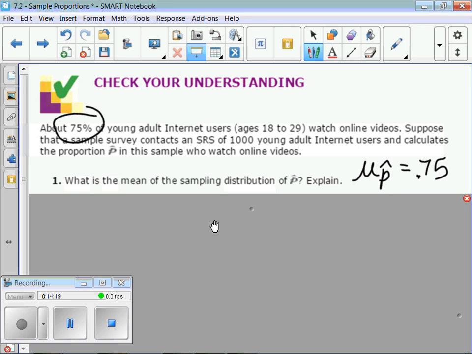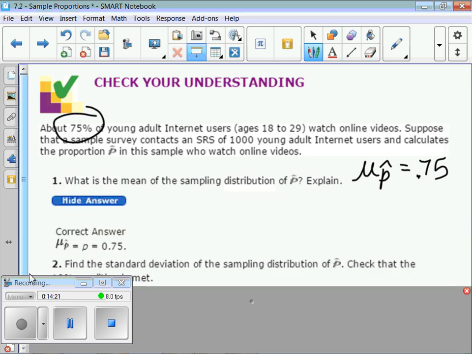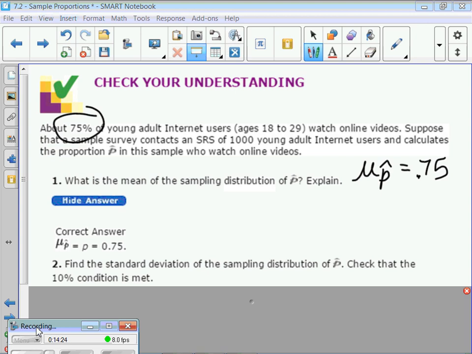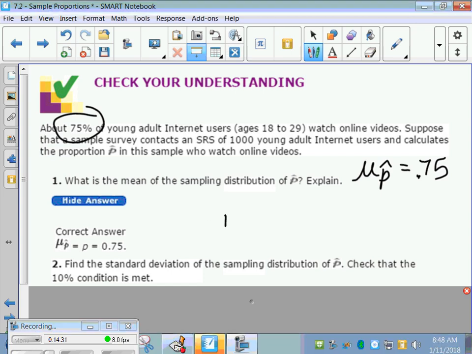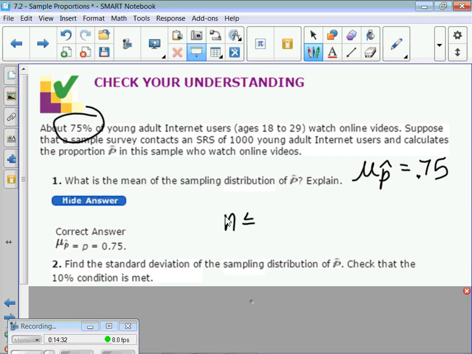All right? And now it says find the standard deviation of the sampling distribution p hat. Check the 10% condition. Anytime you do standard deviation, check the 10% condition pretty much. So first I'm going to check 10% condition. n is less than or equal to 1/10 of N. What's little n in this problem? We took a simple random sample of 1,000 people. Is less than 1/10 of. What's the population in this problem? All 18 to 29-year-old internet users.